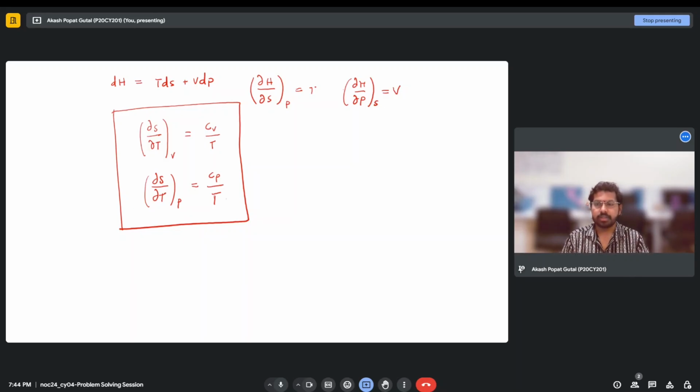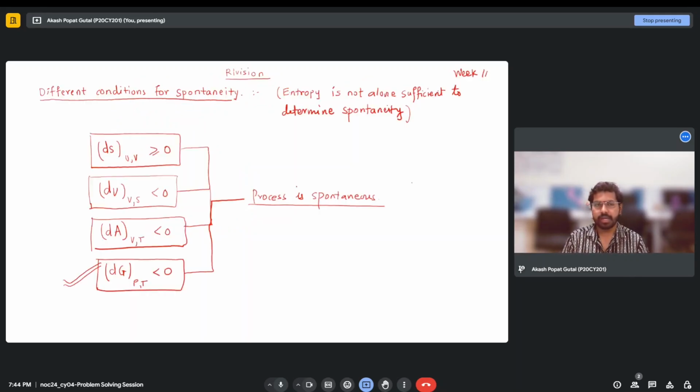And some relations we have seen. Last week we defined the different conditions for spontaneity. So these are the four conditions used for spontaneity. The most frequently used condition is that the change in Gibbs free energy is negative for a spontaneous process. And we have seen that entropy alone is not sufficient to determine the spontaneity.